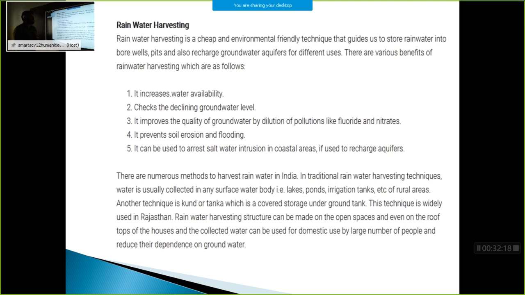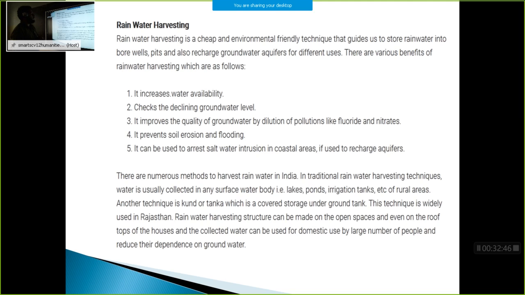It can be used to arrest saltwater intrusion in coastal areas. You know that in coastal regions people get brackish water, as I told you. So if we have rainwater harvesting techniques, automatically the water which we collect from rainfall fills the aquifers, and it will not allow the salt water coming from the sea or a nearby lagoon to enter.